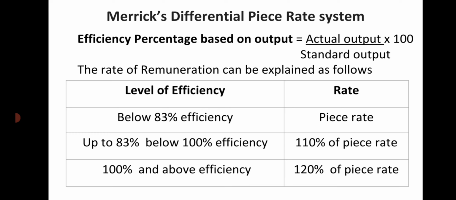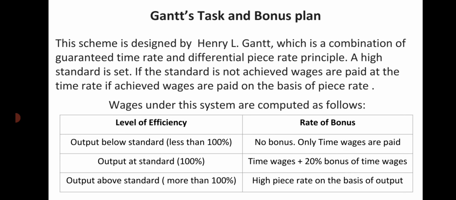Merrick's differential piece rate can be explained as follows. First, we have to calculate efficiency based on output: actual output divided by standard output into 100. The remuneration can be explained once again as follows. Below 83% efficiency, the piece rate; 83% up to below 100% efficiency, 110% of the piece rate; 100% and above efficiency, 120% of the piece rate.